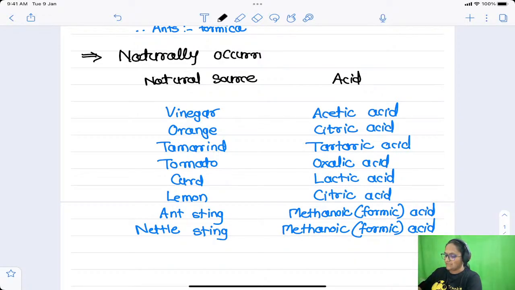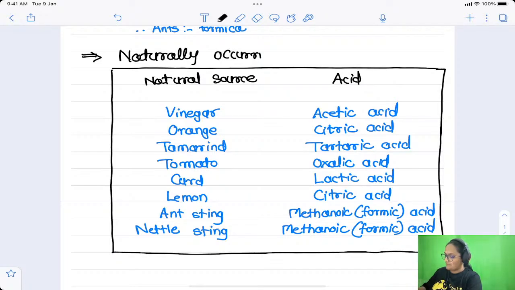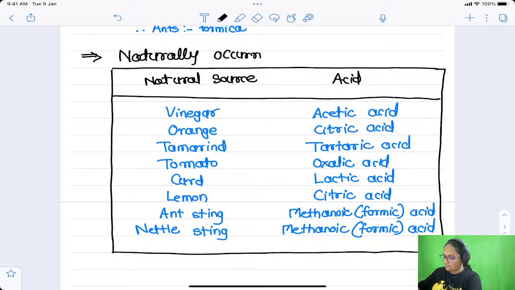Right? Okay, so these are some of the examples of substances which are naturally occurring acids. Just take a screenshot of this page first of all, and then we will discuss the next part from this chapter. Okay, take a screenshot of this page fast.